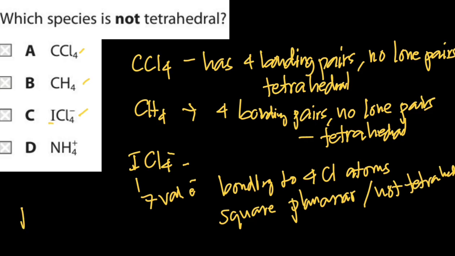And for ammonium ion, NH4+, the nitrogen here forms 4 bonds and no lone pairs. Therefore, this one is tetrahedral. So among the choices here, only the tetrachloroiodide ion, ICl4-, is not tetrahedral. Therefore, the answer here should be letter C.